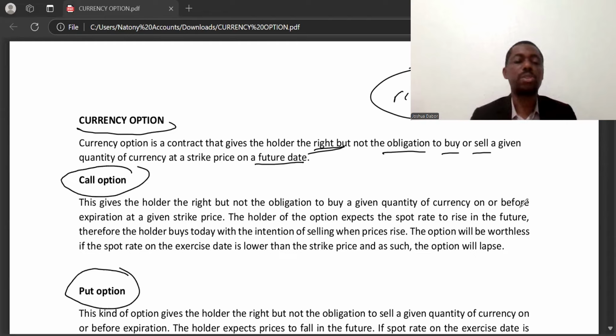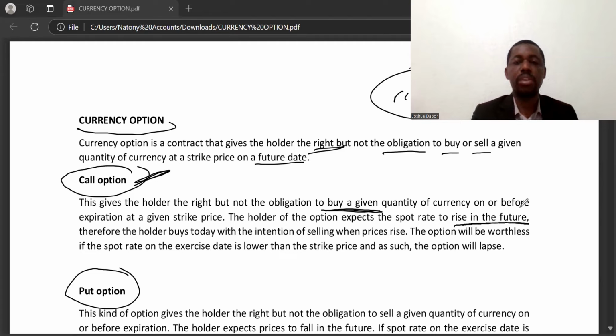So what is the call option? The call option gives you the right, not the obligation, to buy. So anytime you are buying, it is referred to as what? A call option. So to buy a given quantity of currency at what? A strike price. Okay. The holder of the option expects the spot rates to rise in the future.